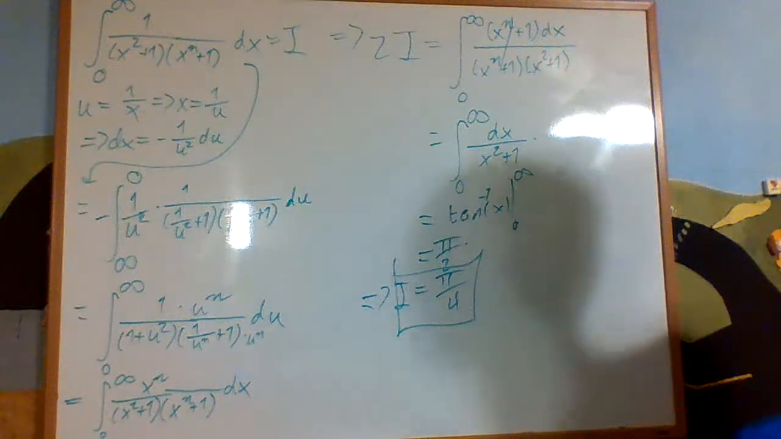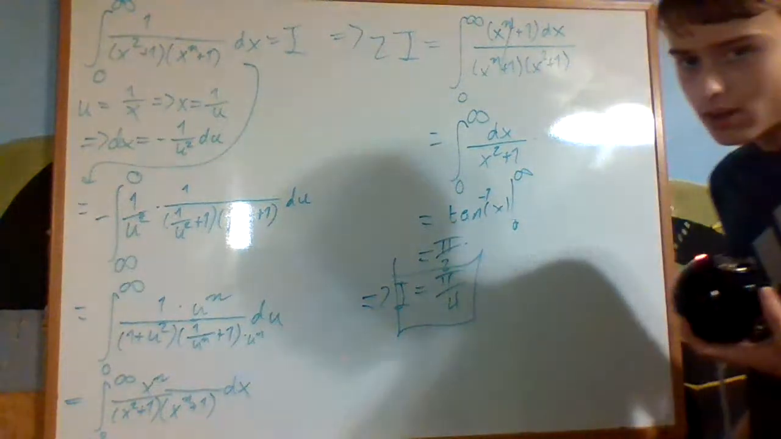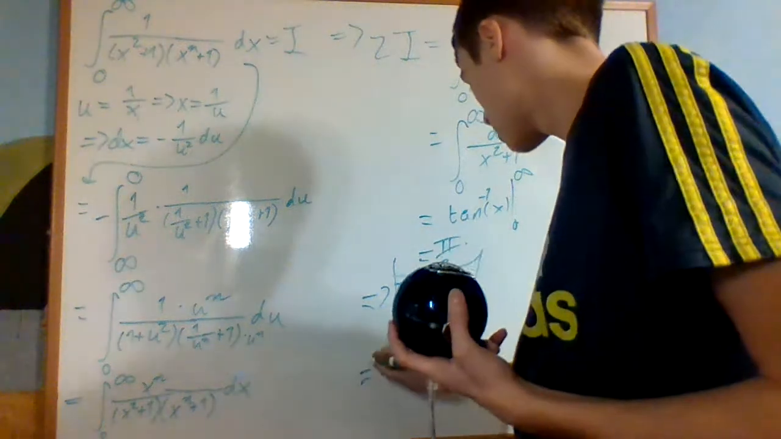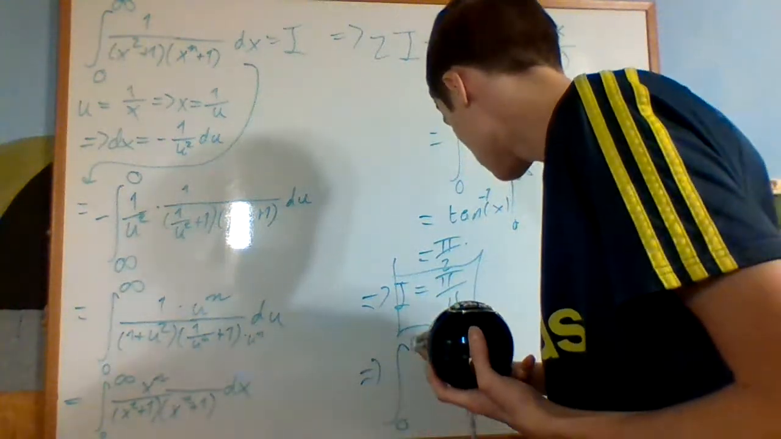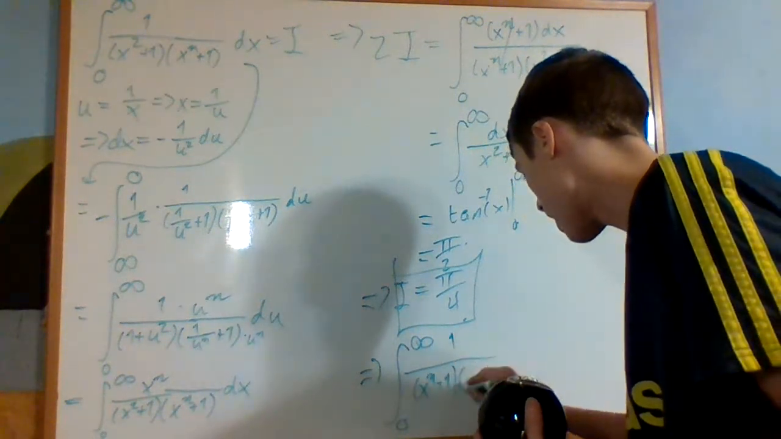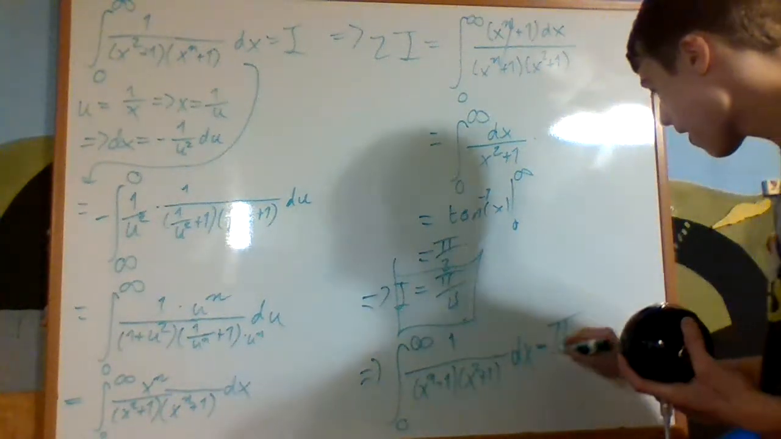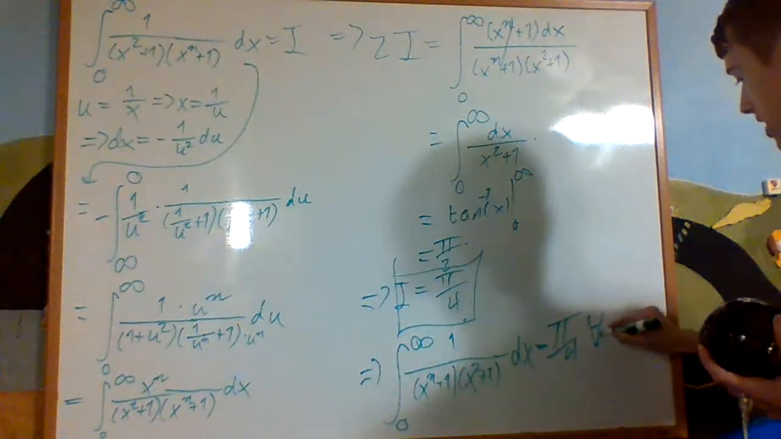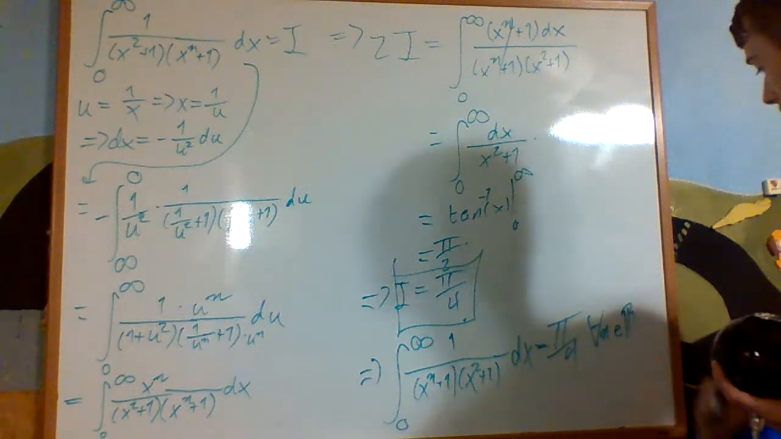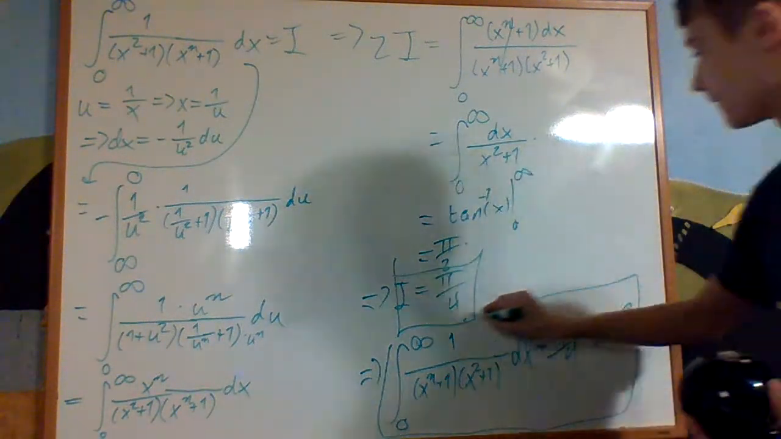And this is for arbitrary n. None of this had anything to do with a specific n. Okay? So this I right here is pi over 4. Or in other words, I'll write it here. Integral from 0 to infinity of 1 over (x to the n plus 1)(x squared plus 1) dx equals pi over 4 for any n, an element of the real numbers. And we're done.